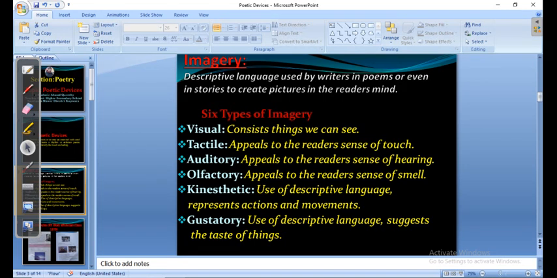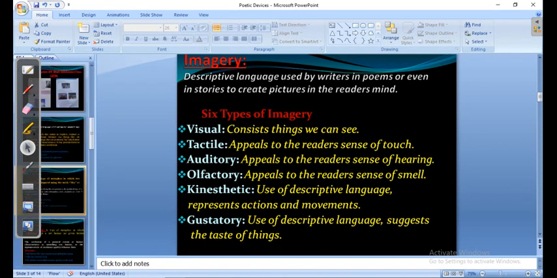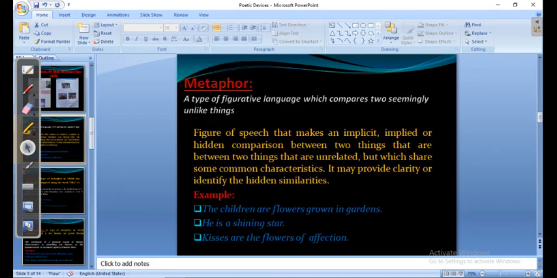Now, if we go through another slide, we will see that another poetic device is metaphor. What is a metaphor? Metaphor is a figurative language which compares two seemingly unlike things. It does not compare like things. It compares unlike things.